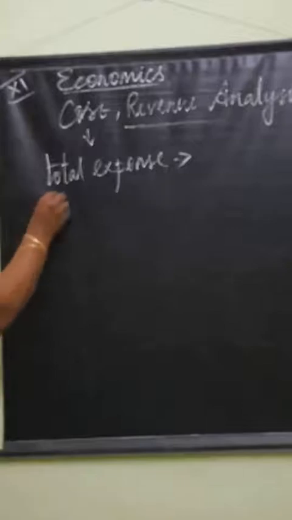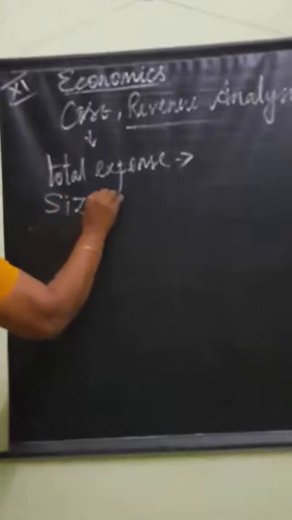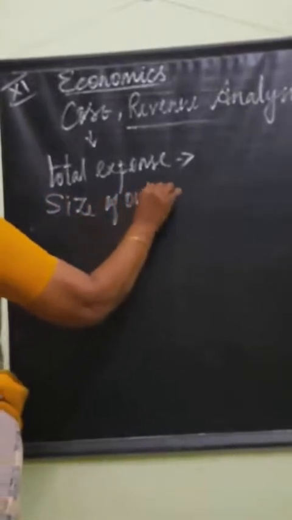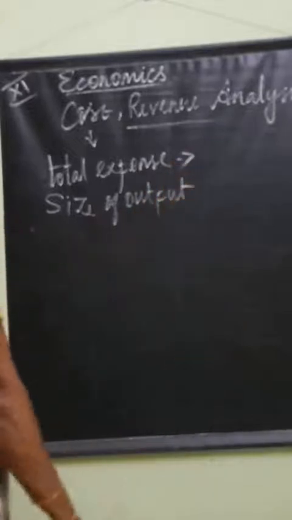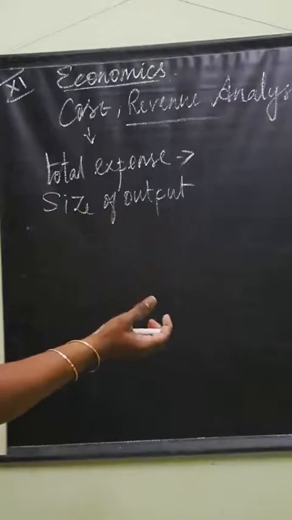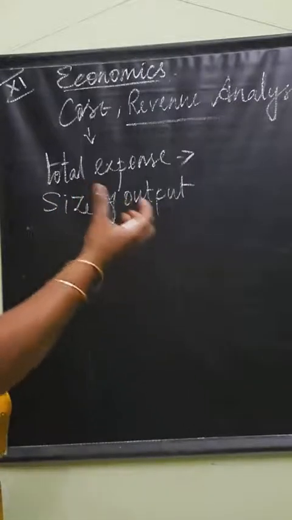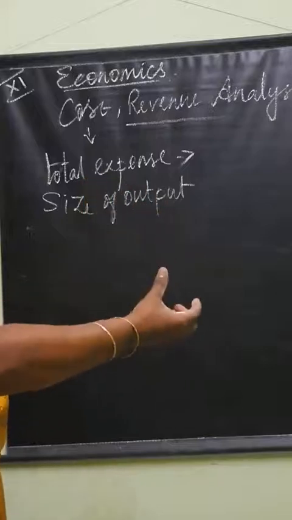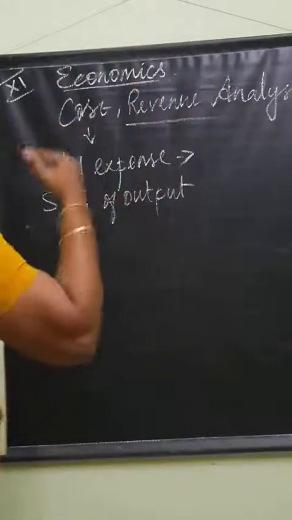And while studying the behavior of the cost, we have to study the criteria, isn't it? What are the things that determine the cost? Size of output, how much product we are producing. The total expenses depend upon the size of the product, how much we are producing, 100 numbers, 10 numbers, 1000 numbers, or 10,000. So what is the quantity, the size of output?